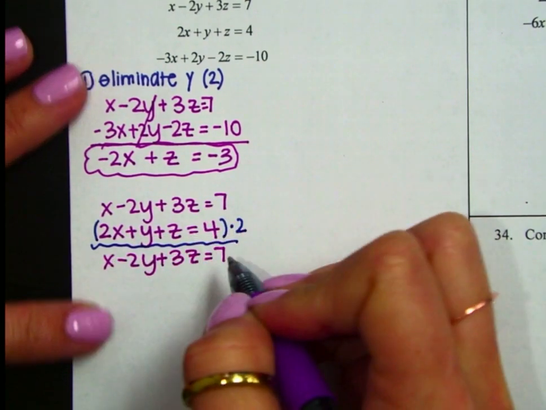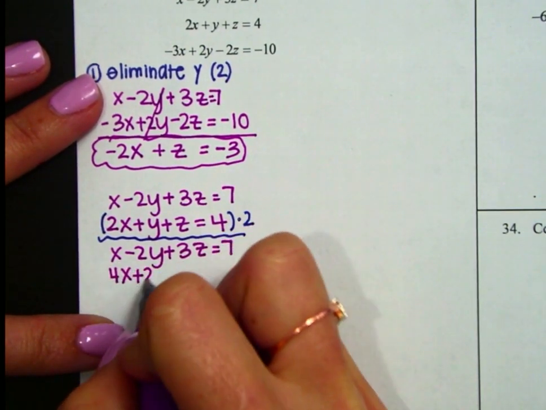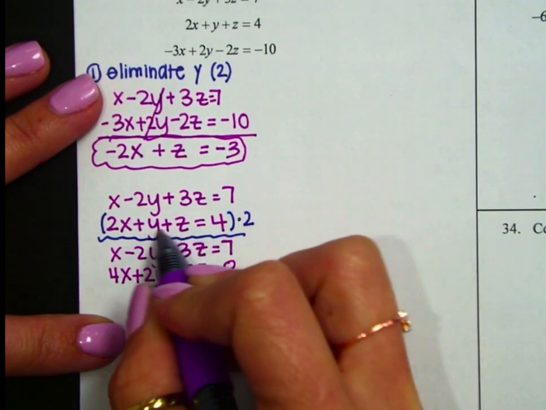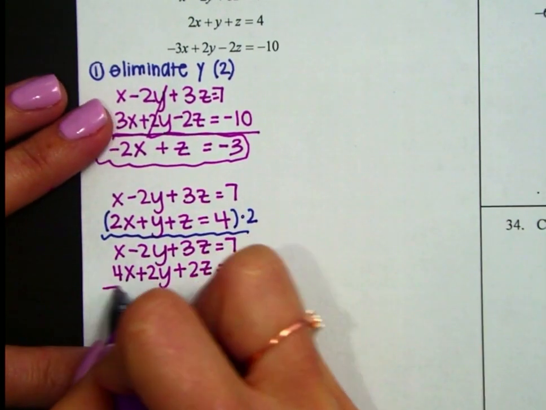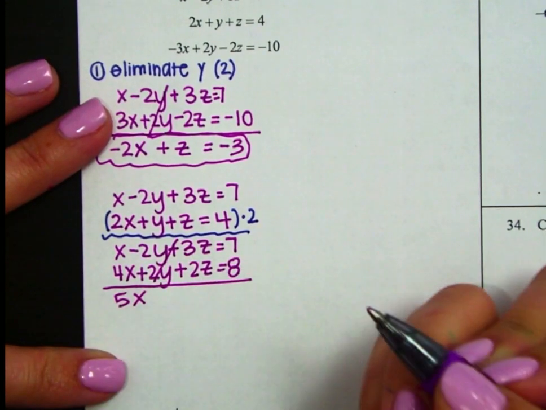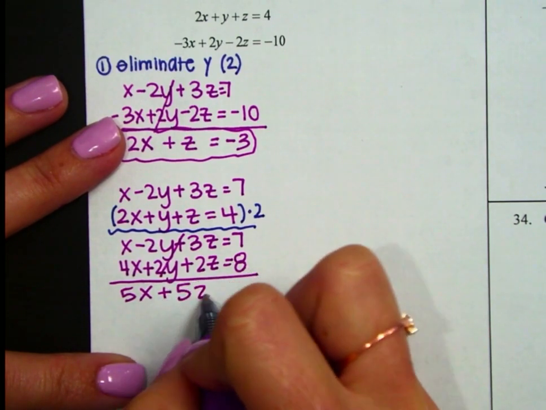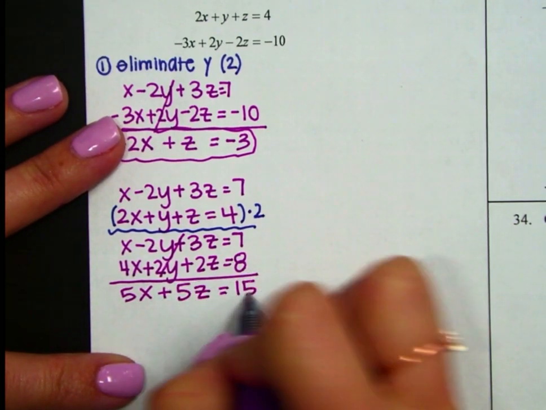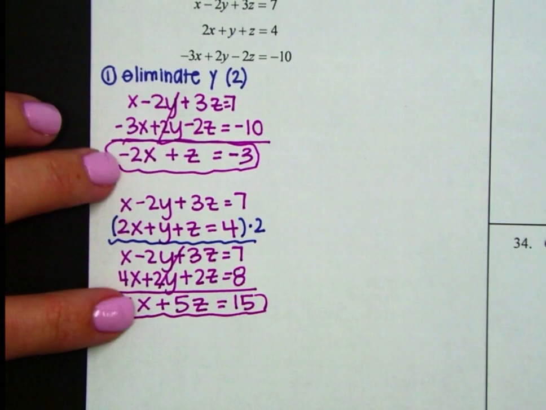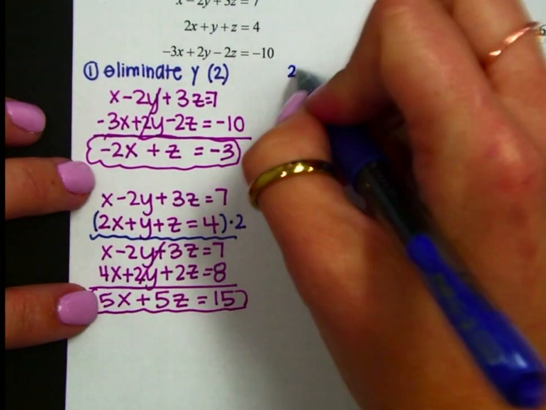And then my bottom equation is going to become 4x plus 2y plus 2z is equal to 8, right? Because I multiplied all of those terms by 2. And now when I add down, my y's cancel. 3 plus 2 is 5z, and that's equal to 15. So I just came up with 2 new equations that we want to use in step 2.